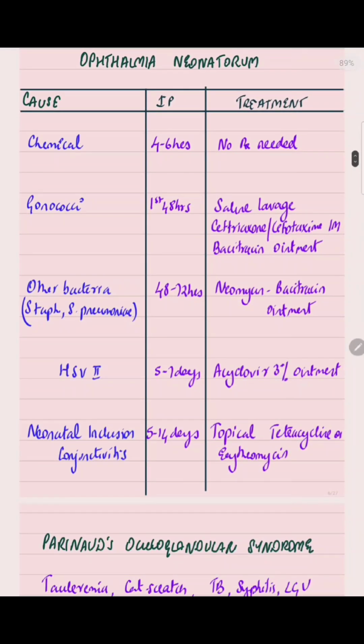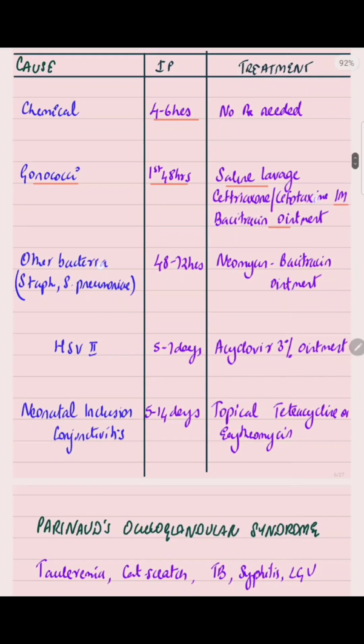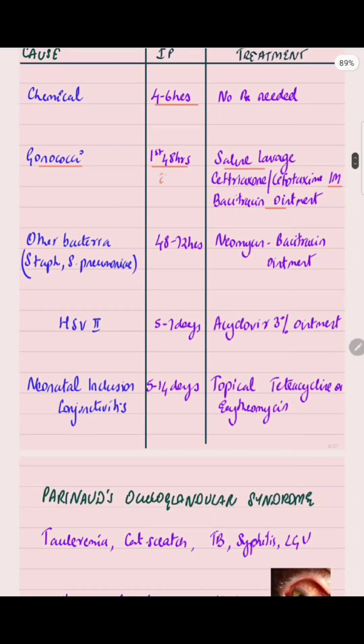Next we will discuss ophthalmia neonatorum. Based on the incubation period, the causes can be different. If it is within 4 to 6 hours, the cause is usually chemical, and no treatment is required. If it is within the first 48 hours, the cause is usually gonococci. We can give saline lavage, ceftriaxone or cefotaxime IM, and bacitracin eye ointment. If it is 2 to 3 days, it is usually due to other bacteria like Staphylococci and Streptococcus pneumoniae. We can give neomycin or bacitracin eye ointment.